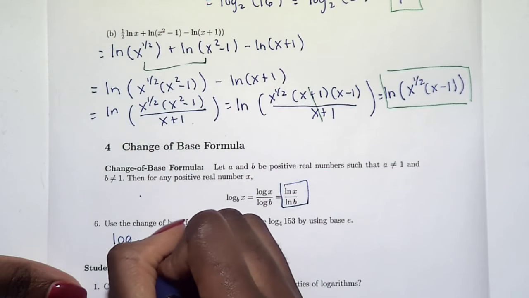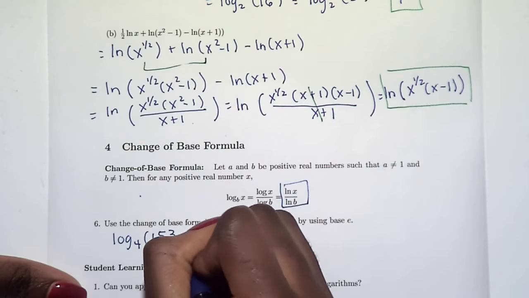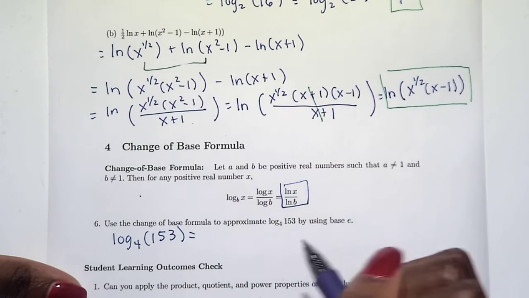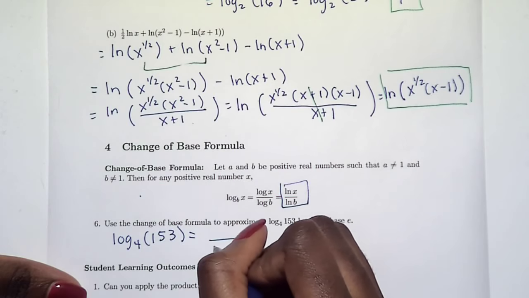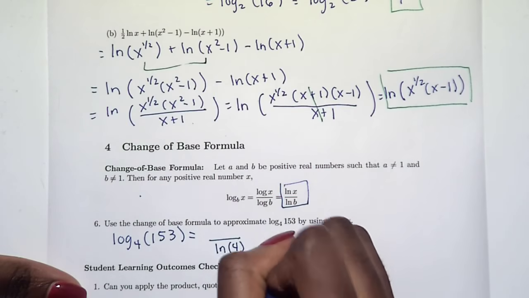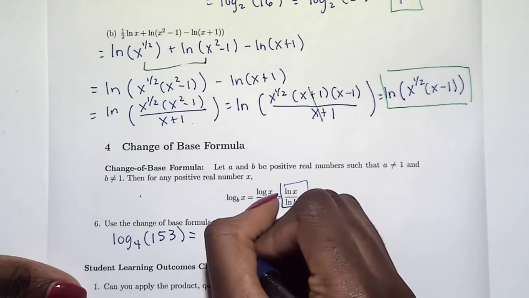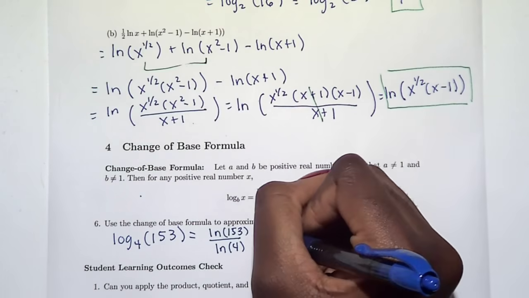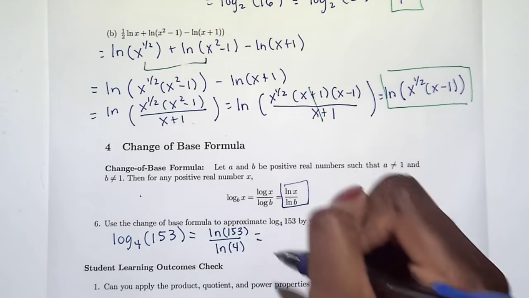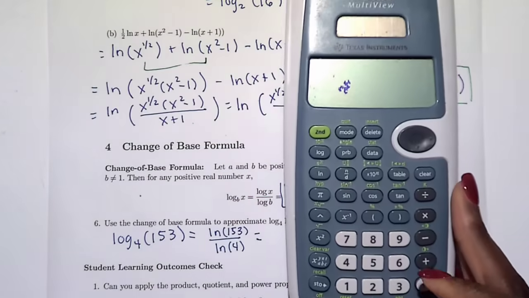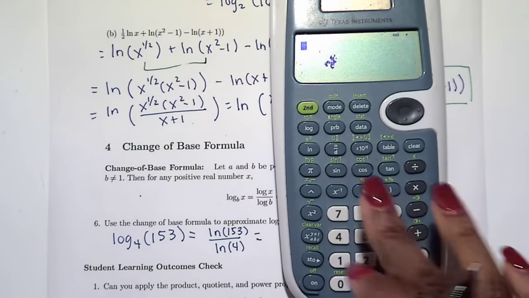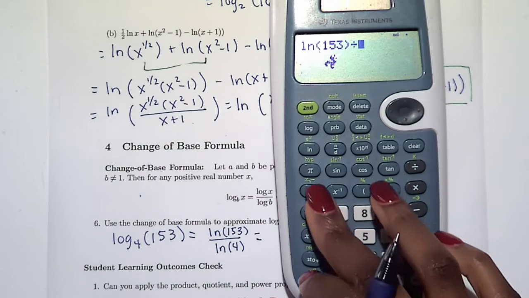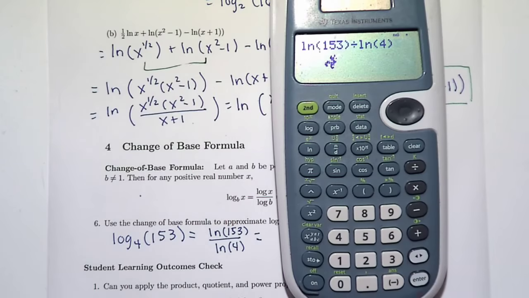So log base 4 of 153 is, we have to put the base on the bottom. So on the bottom we're going to have the natural log of 4, and on the top is what we put our input, natural log of 153. And so this is something that we can put in our calculator. So if you go to your calculator, we have the natural log button, natural log of 153, divided by the natural log of 4.